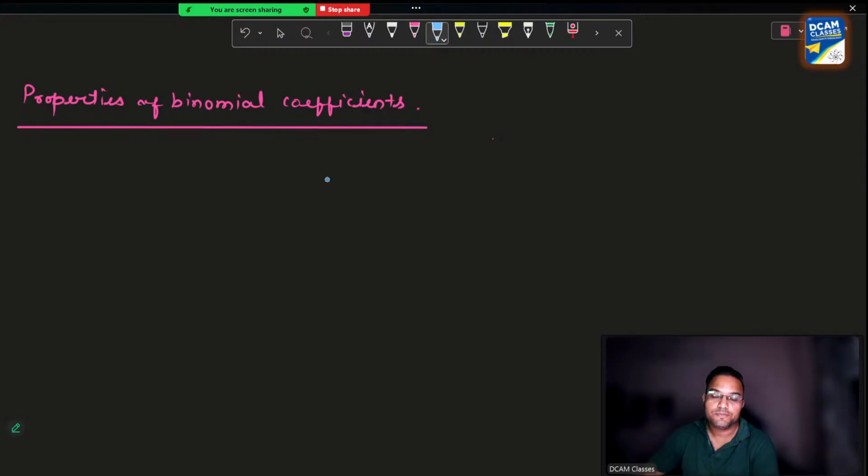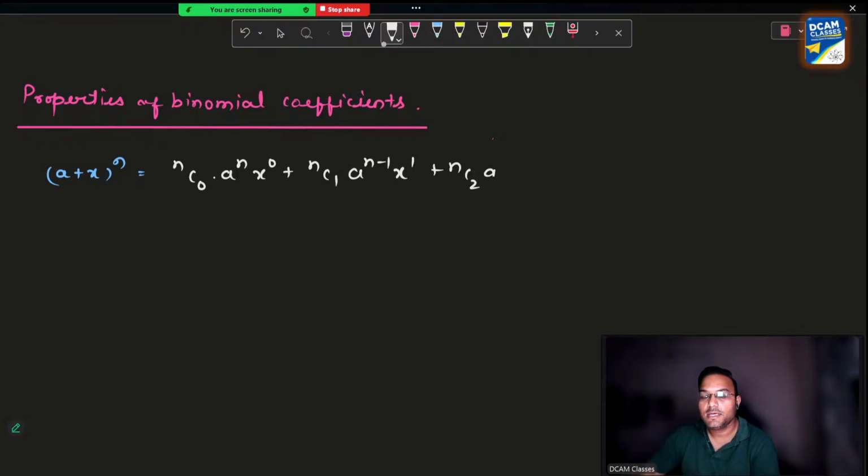We know if we take (a + x) whole power n as binomial theorem, the binomial theorem says it will be nC0 a^n x^0 plus nC1 a^(n-1) x^1 plus nC2 a^(n-2) x^2 plus nC3 a^(n-3) x^3, and so on and so on up to nCn a^0 x^n, like that.